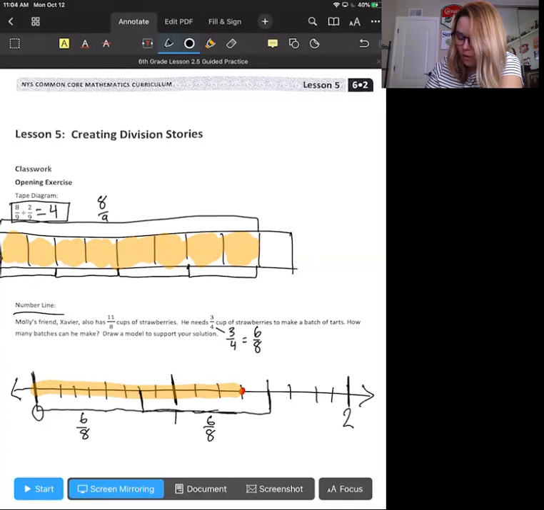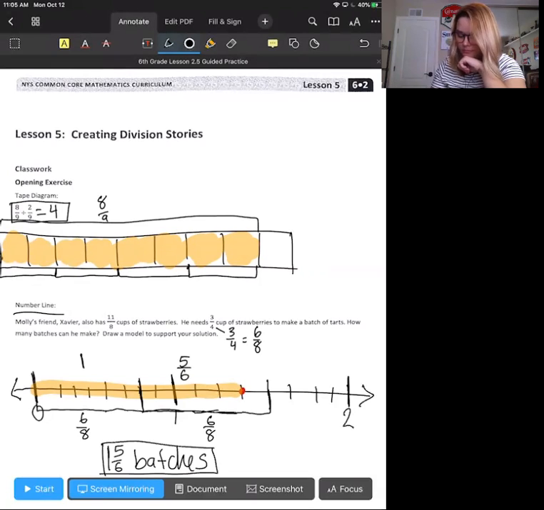So we know that we have one whole group of 6/8 and then we have one partial group of 6/8. But since it's a group of 6/8 and we have 5 of them shaded in, this would be 5/6, right? So he has 5/6 of what he needs. So in total, he could make 1 and 5/6 batches. Since it's a word problem, I'm going to label my units, which is batches, and then I'm going to box my answer.